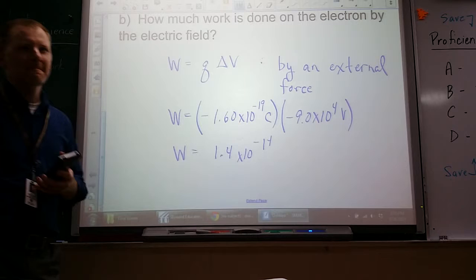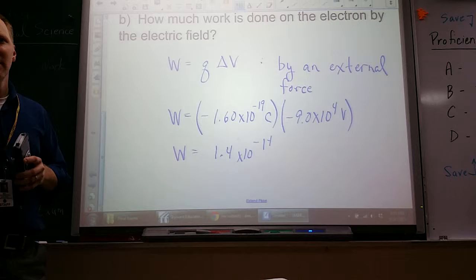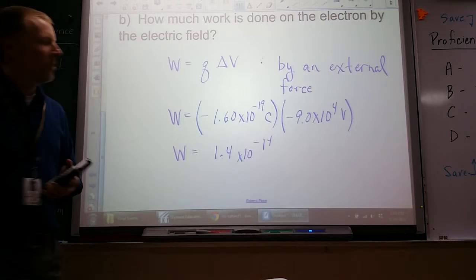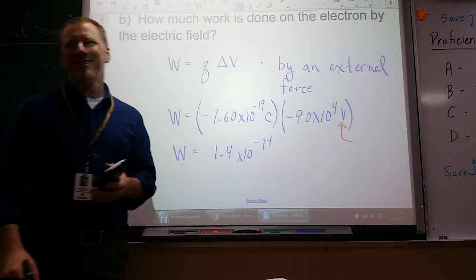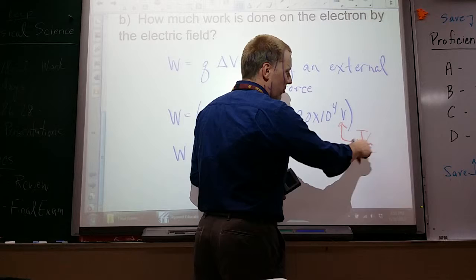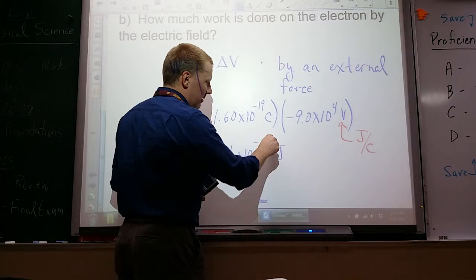What units? How do you know? Because it's work. Okay, so we'd expect joules. What's a volt? Joule per coulomb. So if we take coulombs and multiply by joules per coulomb, we get joules out. Ta-da. Exactly.